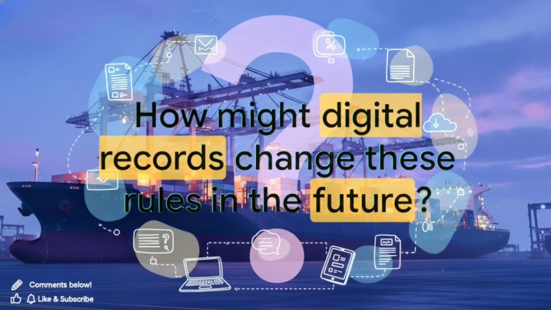In the end, these two different rule sets are here for a reason. They solve two very different problems in the world of commerce. But as we look to the future, it does raise an interesting question. With everything going digital, how might things like electronic bills of lading or even blockchain technology change these rules, which are so heavily based on documents?